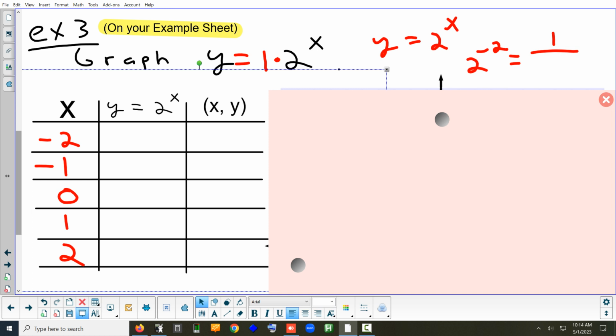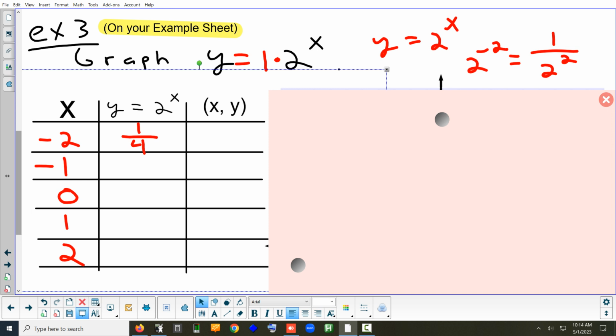The exponent becomes positive, and what would go in the bottom? 2 squared. Yeah, 1 divided by 2 squared, or 1 over 2 squared. But you've got to say 1 over something. Okay, so there's my y value. And what is 2 squared? 2 squared would be 4. Okay, so there's my first y value.